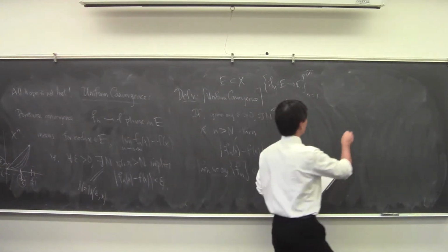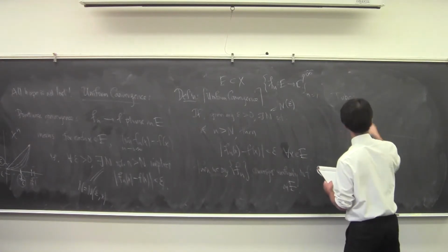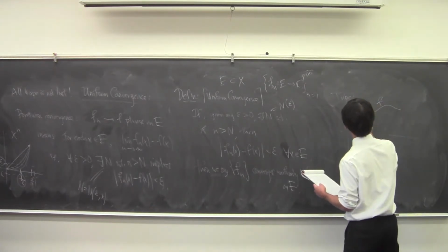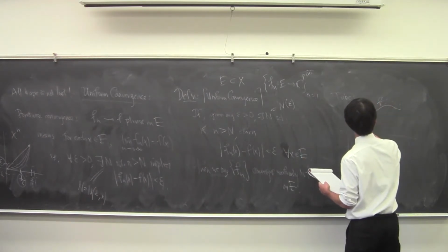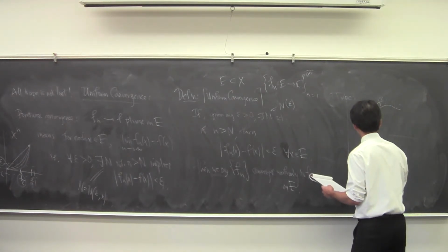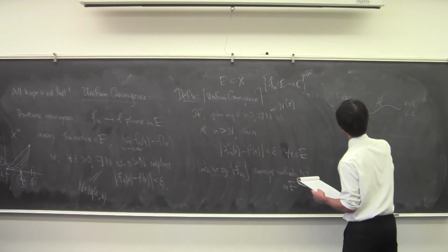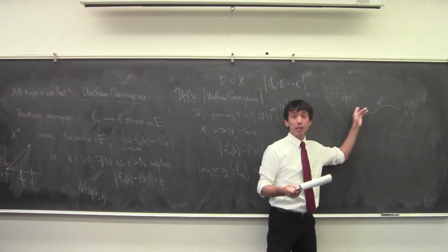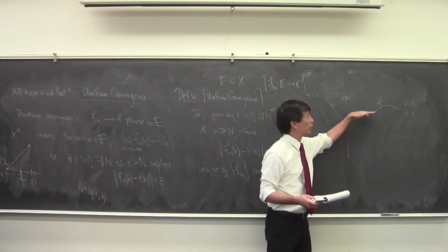The picture you want to keep in your head is that there's this tube. You've got some function f, and you've got some epsilon. So here's f plus epsilon, f minus epsilon. What uniform convergence means is that if you fix this epsilon tube, then there's some n past which all the graphs lie in the tube.